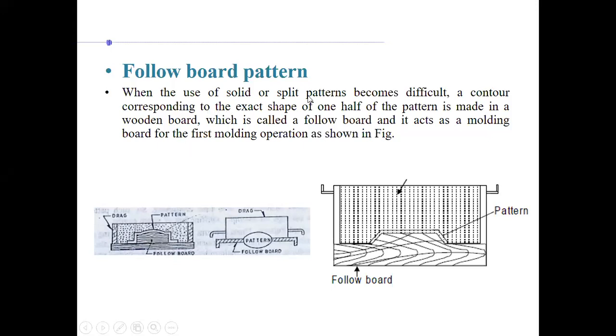When the use of solid or split patterns becomes difficult, a contour corresponding to the exact shape of one half of the pattern is made in a wooden board, which is called a follow board. And it acts as a molding board for the first molding operation as shown in the figure. You see this follow board and your pattern here. When the sand falls here and you ram it, it will take the shape of this profile. Follow board, as the name suggests.